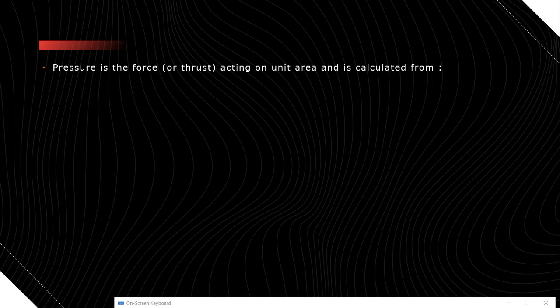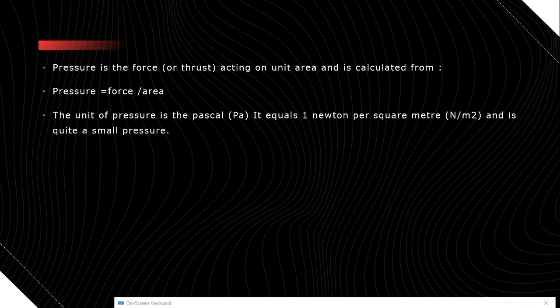So it's clear by now that pressure is the force acting on unit area, and it is calculated from the formula that pressure is equal to force divided by area. The unit of pressure is pascals, and it equals 1 Newton per square meter, and it is quite a small pressure. So basically, pascals is the SI unit of pressure, and it equals Newton per square meter if you're talking about the SI units.